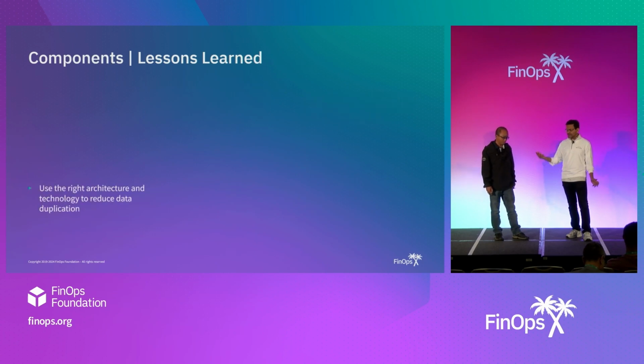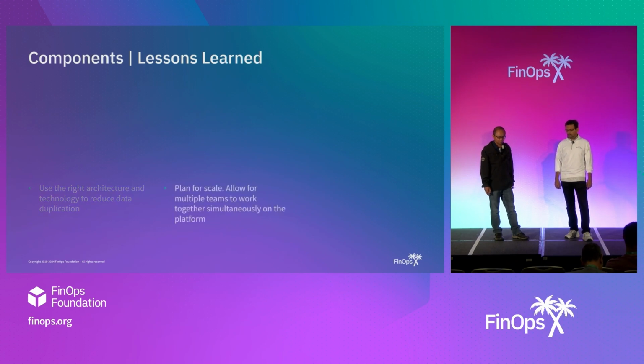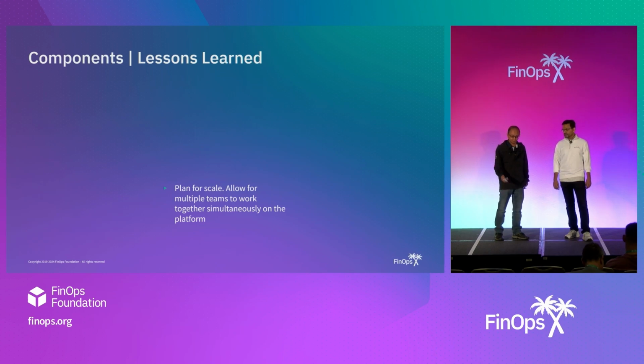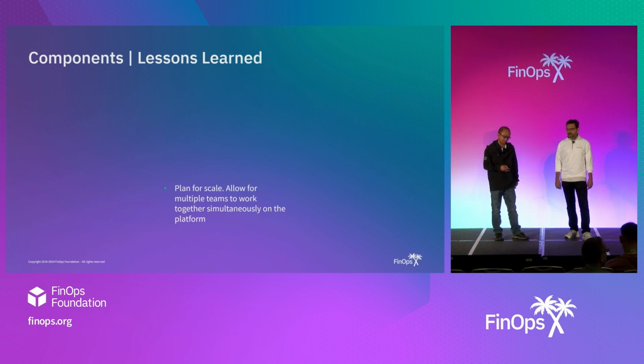Right architecture that can scale. The third-party software tool, especially for Kubernetes that we use, could not scale to our scale. So the architecture that you design should not be for the current needs, but for the future. It was a big learning for us. And plan for scale. Don't become the bottleneck for your company. Have other teams onboard onto the FinOps platform, and allow multiple teams to be developing onto the platform simultaneously.